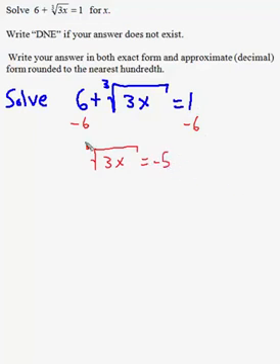Now, to undo cube roots, you need to do the inverse of that. So the inverse of taking the cube root of something is to cube it. In fact, the inverse of the nth root is always to raise to the nth power. So if you have the nth root of something and you want to undo that radical, then you would raise to the nth power. So in this case, my n is 3.